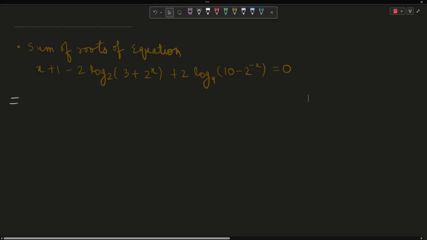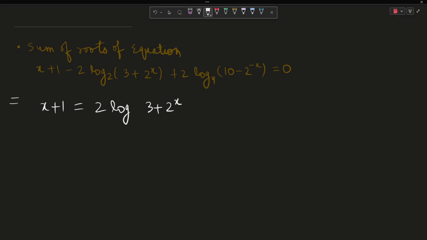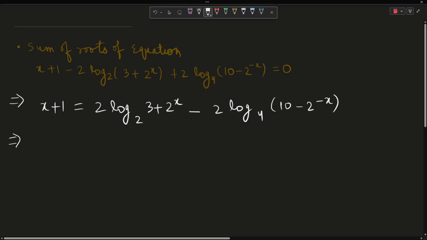So now we will be solving this equation. To solve it, firstly we need to separate the log part to the other side and the remaining part to the left hand side. What I mean is that we can do it as x plus 1 is equal to 2 log 3 plus 2 to the power x to the base 2 minus 2 log base 4 of 10 minus 2 to the power minus x, right? Now we can solve it.